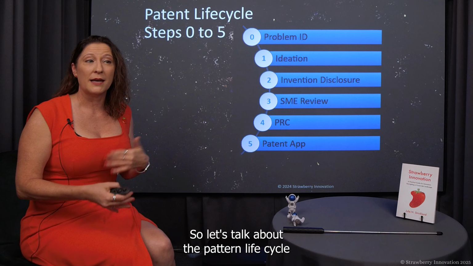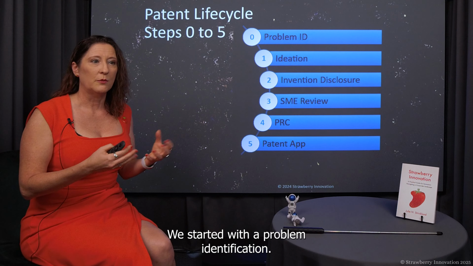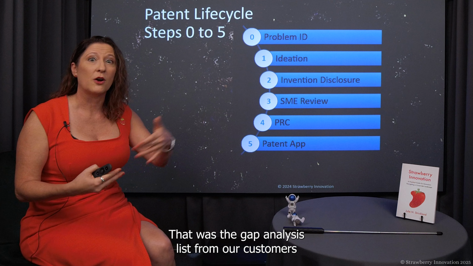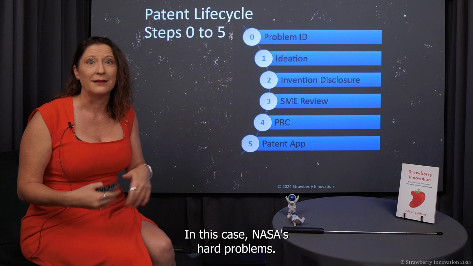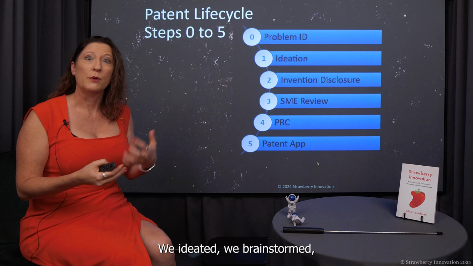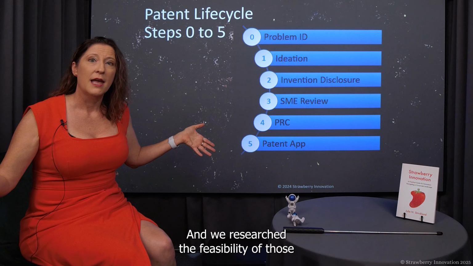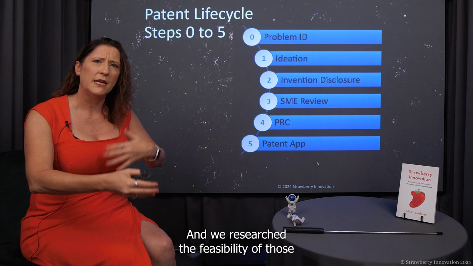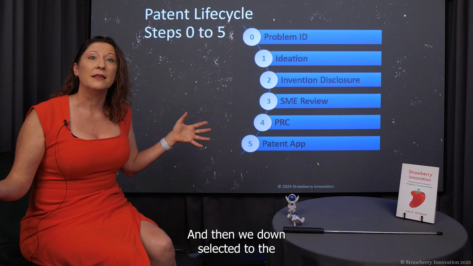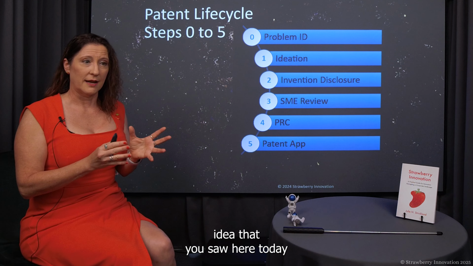So let's talk about the patent life cycle and what we just went through with Airs. We started with a problem identification. That was the gap analysis list from our customer's technology roadmap, in this case NASA's hard problems. We ideated, we brainstormed, we came up with a bunch of different solutions that I didn't show you here, and we researched the feasibility of those and how much those might weigh and what those might look like. And then we down selected to the idea that you saw here today.